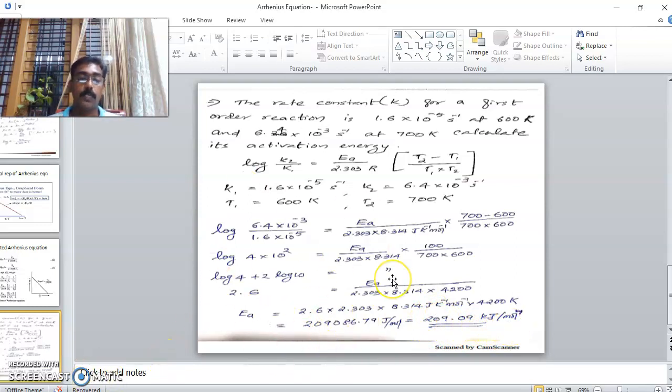So that's all about the Arrhenius expression. We discussed the Arrhenius expression as a logarithmic representation, then the graphical representation, then the integrated expression, and based on that we did a problem to calculate the activation energy.